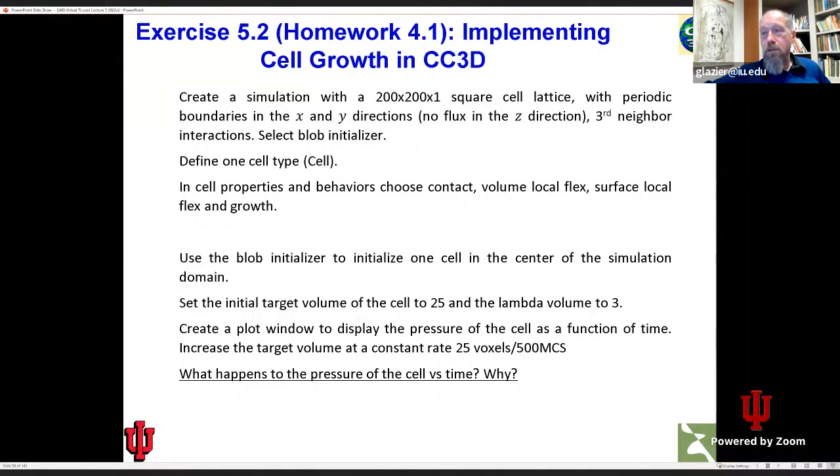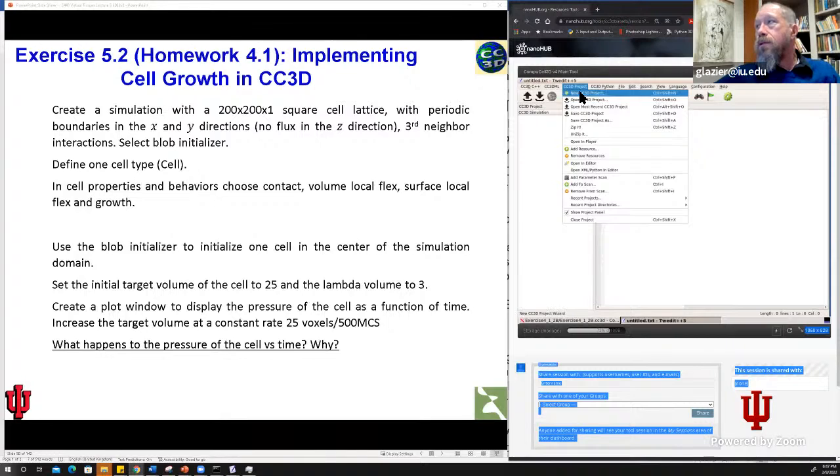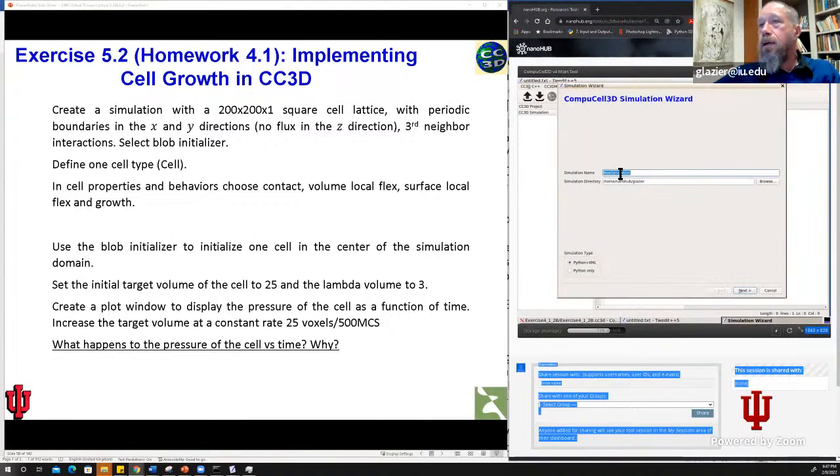And then it's useful to create a plot window that'll display the pressure in the cell versus time. So let's do that together. So let me do it myself.